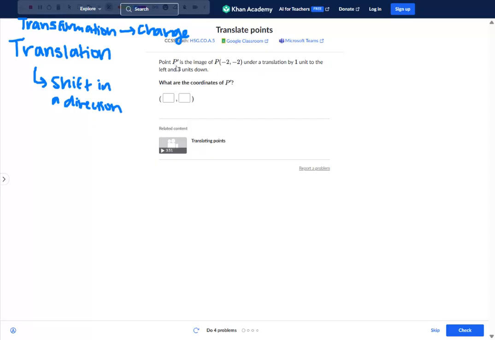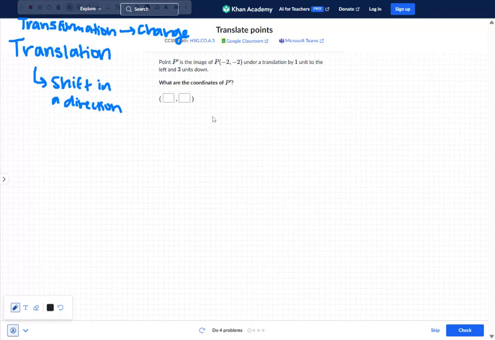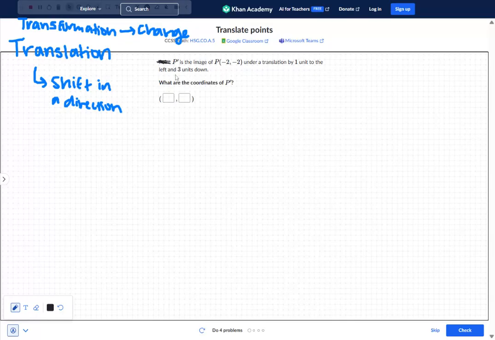All right. So point P prime, let me go ahead and just leave that up there. So given point P prime is the image of P, which is -2, -2 under translation by 1 unit to the left. What is the coordinate? I don't know why they say "point." It should be "find." That makes more sense. Find P prime when given point P is that. And this is the specific translation. So what is the coordinate of P prime?